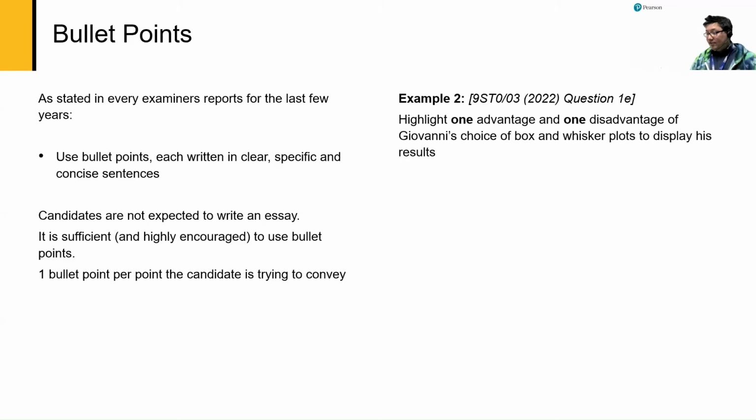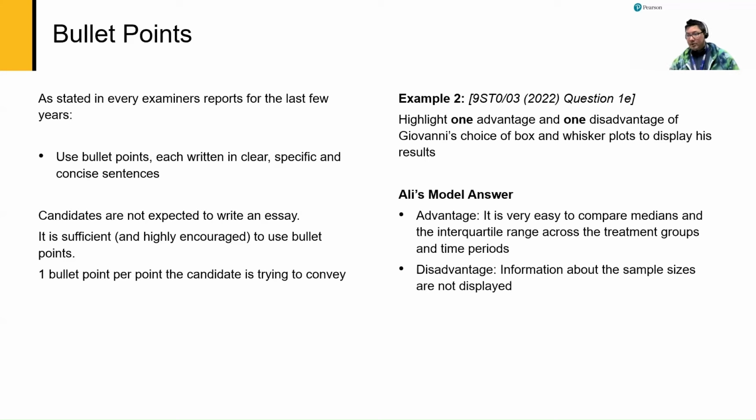So it could be something like this. This is a question I've taken again from 2022, but this was paper 3. Highlight 1 advantage and 1 disadvantage of blah, blah, blah. It's the structure of the question. And what we are looking for is, again, bullet points, clearly labeled.